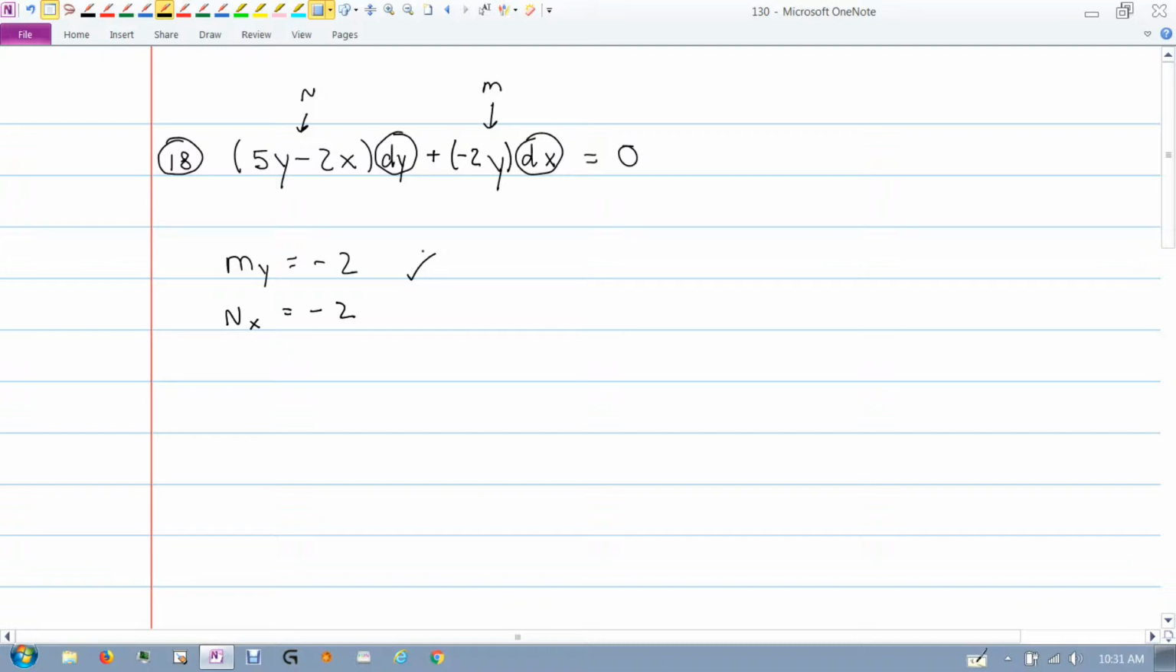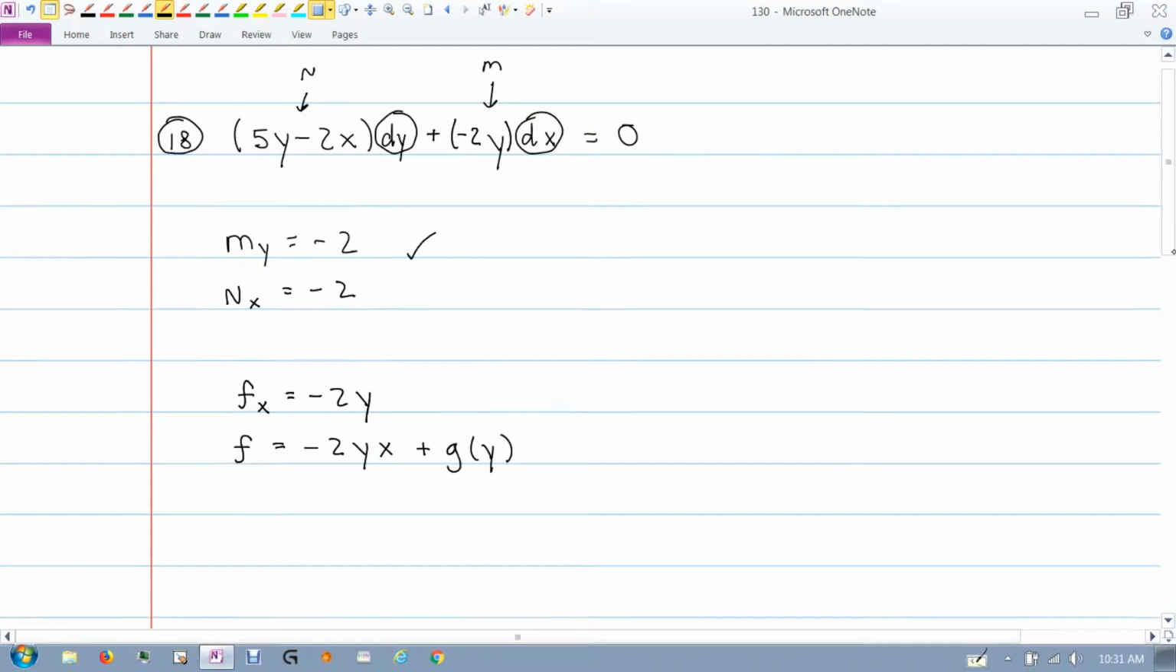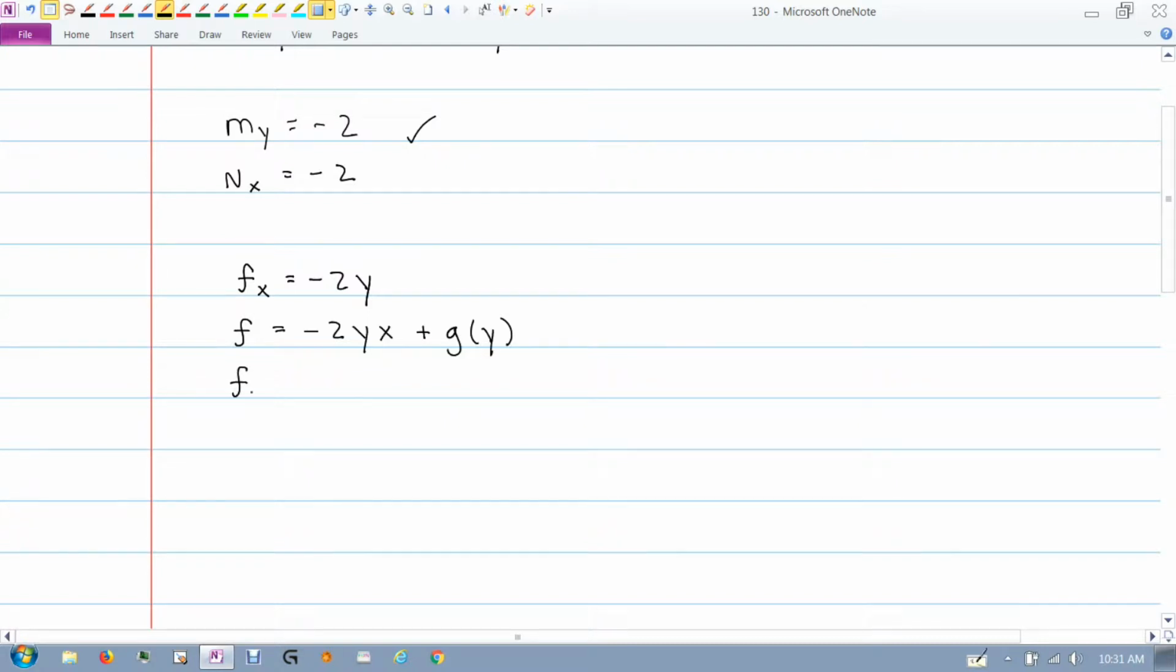Yes. All right, and now we say that the partial of f with respect to x must be M, so that's -2y. Integrating with respect to x, we get -2yx plus some possible function of y. And then we differentiate that with respect to y, and we get -2x plus g prime of y.